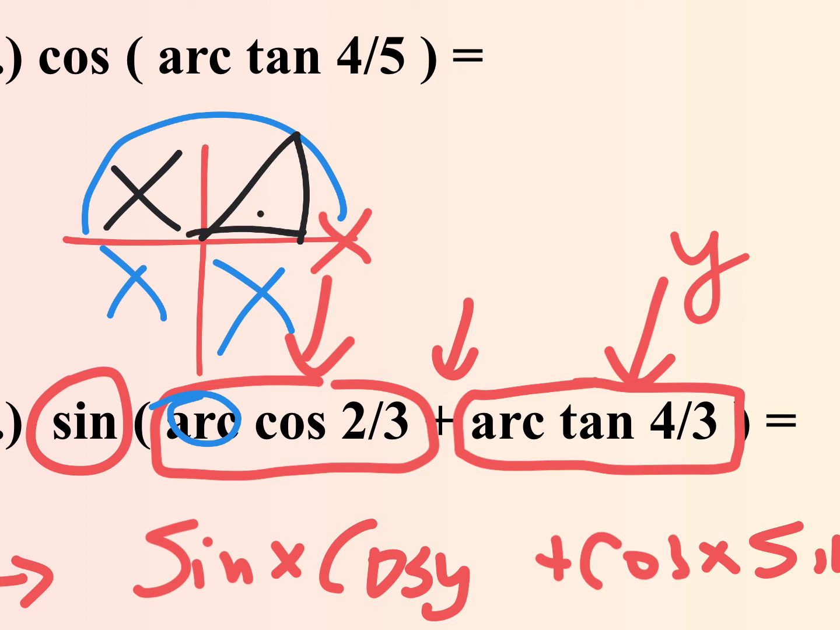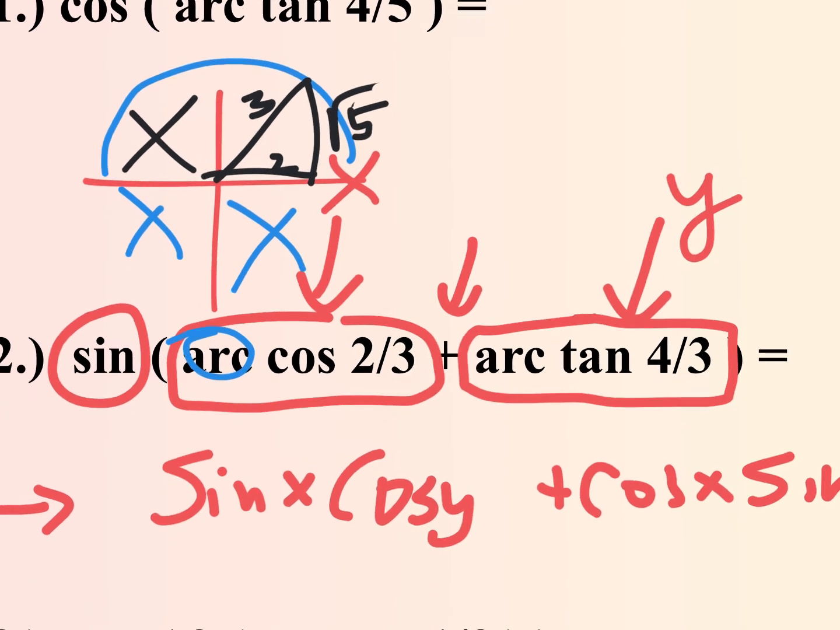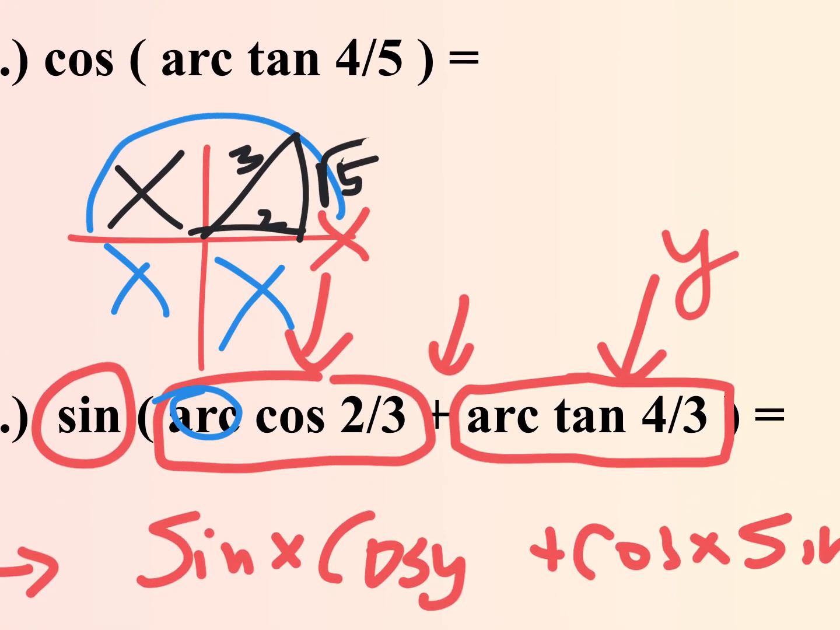Cosine is adjacent over hypotenuse. And is it a 1, 2, 3 triangle? No such thing. Square root of, let me think, 9 minus 4, so square root of 5. Okay, and now I need to do, this was the x angle right here. This is for x.